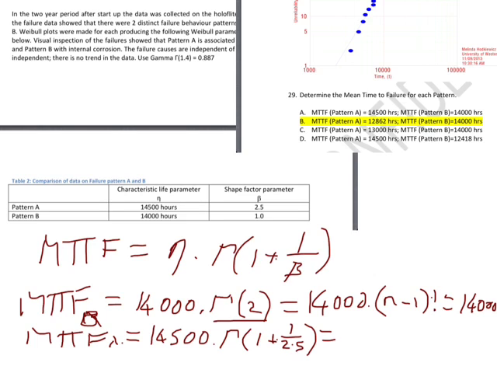So what we actually needed is 14,500 multiplied by 0.887, which is 12,861.5. So 12,862 is given in the answer. So what does that tell us? The mean time to failure for A is 12,862, and the mean time to failure for B is 14,000. So we've been given B there.